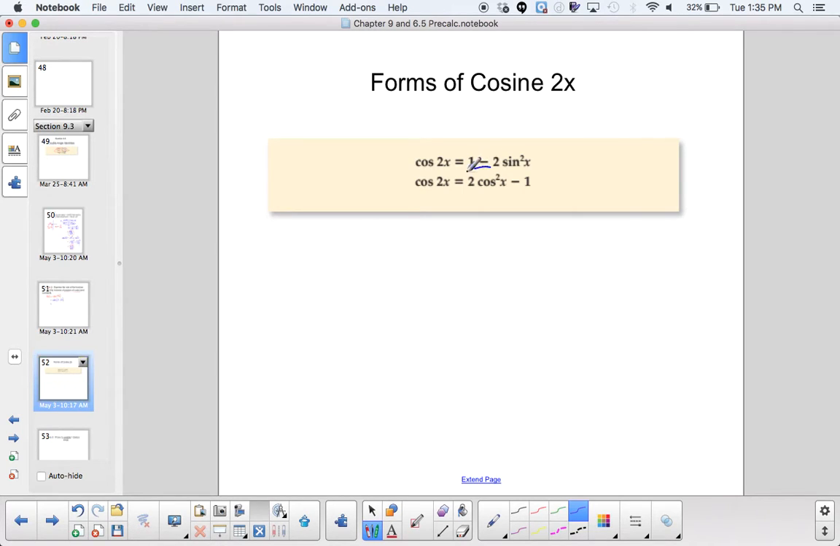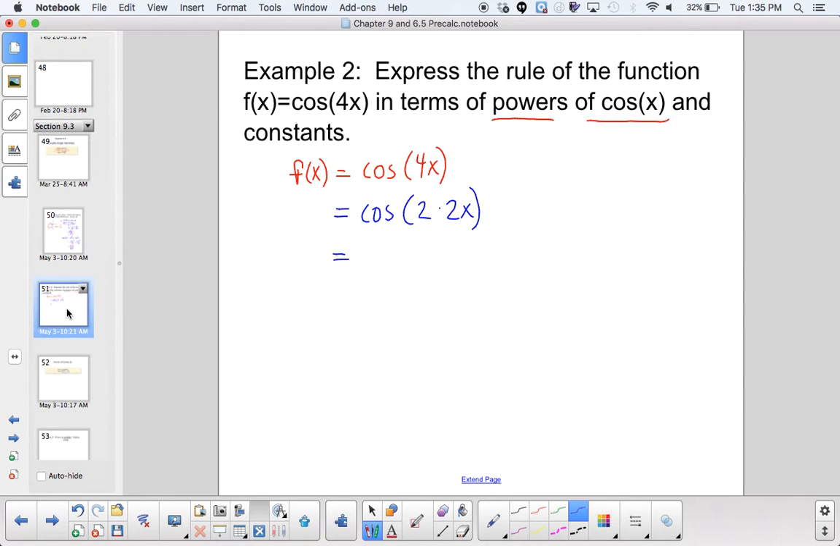This is the identity I will be using for it. Cosine of 2x is equal to 2 times cosine squared x minus 1. Okay? So using that, I'm going to rewrite this. Here's my 2. Here's my x. My x this time is 2x. So that will give me 2 times cosine squared 2x minus 1, and the minus 1 is outside of the parentheses here.